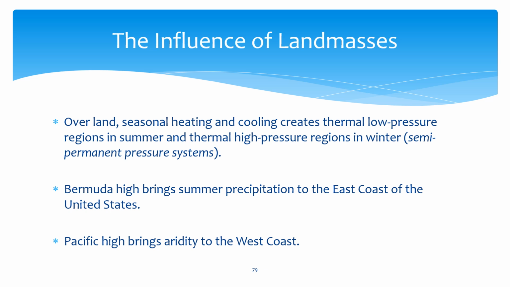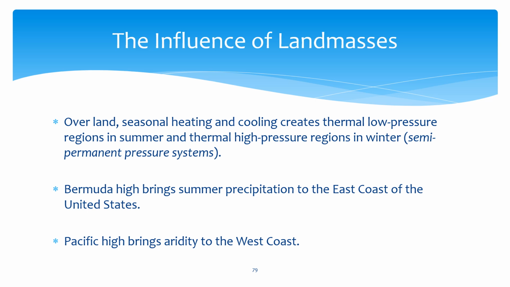In North America, we have two semi-permanent pressure systems that we want to be aware of. One is the Bermuda High that brings summer precipitation to the east coast of the United States. And then the Pacific High brings aridity to the west coast of North America. And even though they're both high pressure systems, it has to do with where they are picking up the air from and what kind of ocean current it is over.